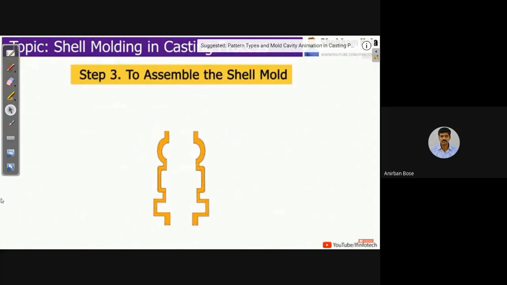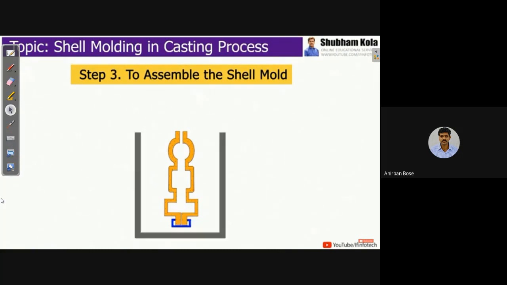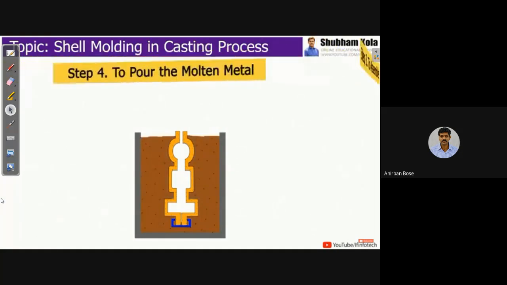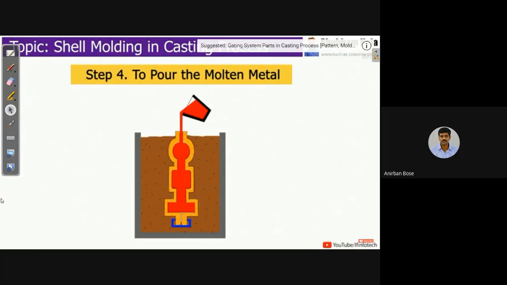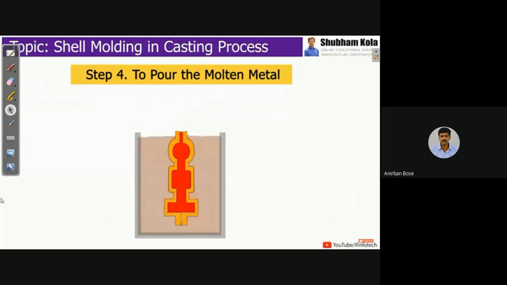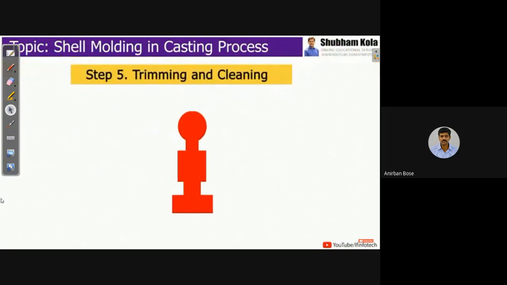The next step is to assemble the shell mold. Here two shells are joined together and securely clamped to form the complete shell mold. The shell mold is then placed in a flask and supported by backing material. The next step is to pour the molten metal. During this step, the mold is securely clamped together and molten metal fills the mold cavity. After the mold has been filled, the molten metal is allowed to cool and solidify into the shape of the final casting. After the molten metal has cooled, the mold can be broken and the casting removed. Here, trimming and cleaning processes are required to remove any excess material.